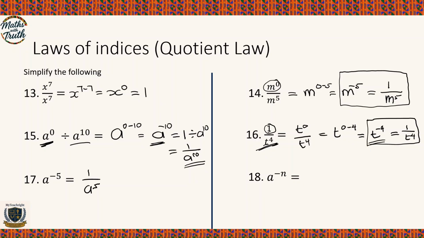And what will that be? If you have a exponent negative n, what will that be? This will give us 1 over a exponent n. Yeah. So this is what we call the negative index rule of indices. And what does that state? Can you pause the video and write it? Describe it in your own words in the comments.